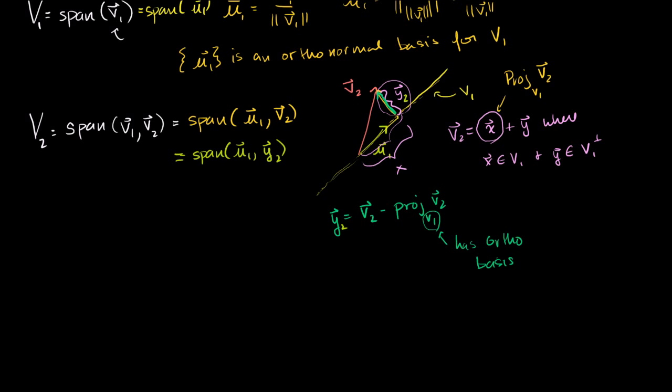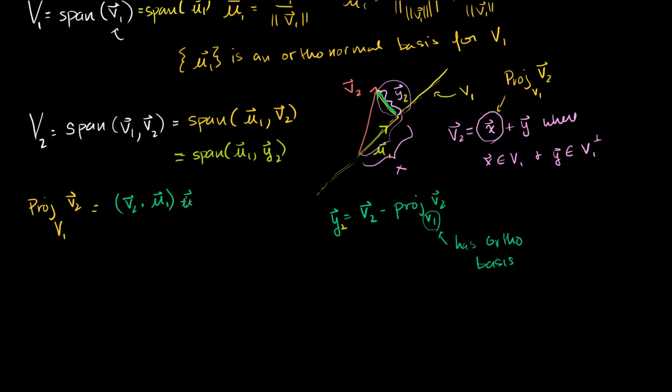It's essentially, let me write it over here, the projection of the vector v2 onto the subspace v1 is equal to v2 dotted with v1's first basis vector, which is the vector u1. That's its first basis vector. We're dealing with an orthonormal basis, times u1.